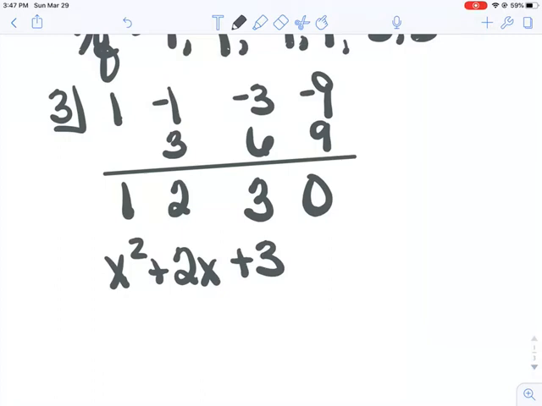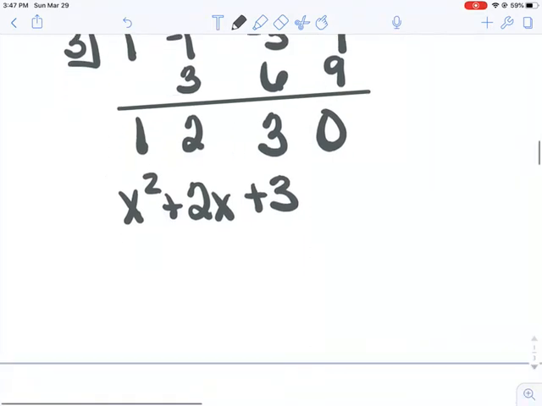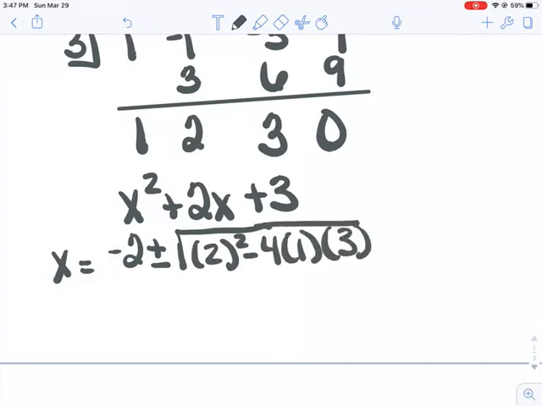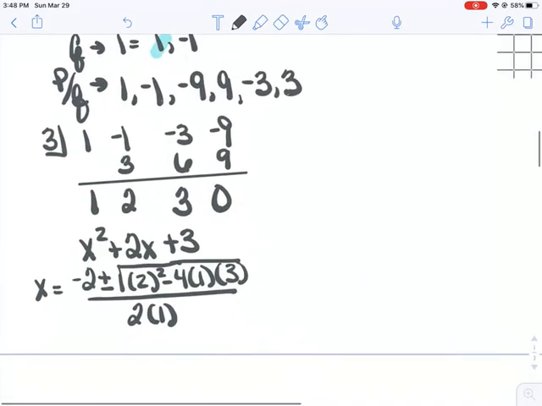Now we can try to find another root, but it didn't look like there was any other place where the graph crosses the x-axis. I would probably use the quadratic formula here to find the other roots, which will probably be complex. So x equals negative b plus or minus the square root of 2 squared minus 4 times 1 times 3, all over 2 times 1.